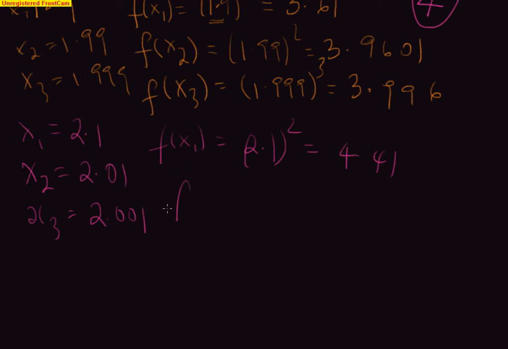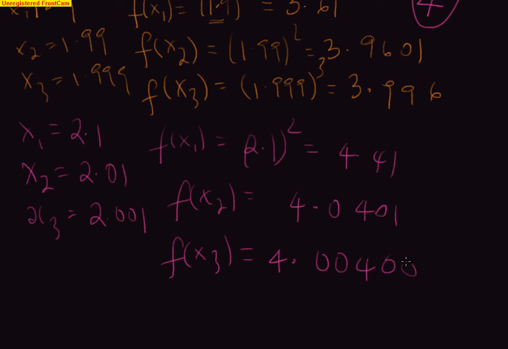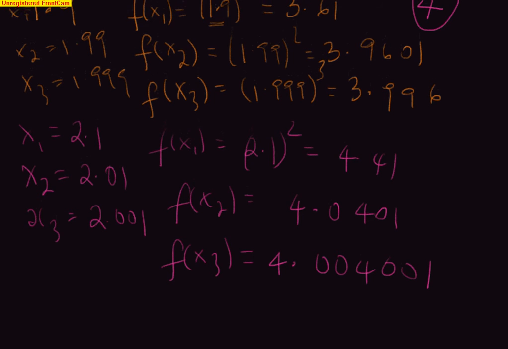And then when we go to f of x2, we're equaling to 2.01 times 2.01. That's equal to 4.0401. Let's try one more. Let's put that x3 in and see what we're gonna get. So we have 2.001 times 2.001. That equals to 4.004001. Awesome.